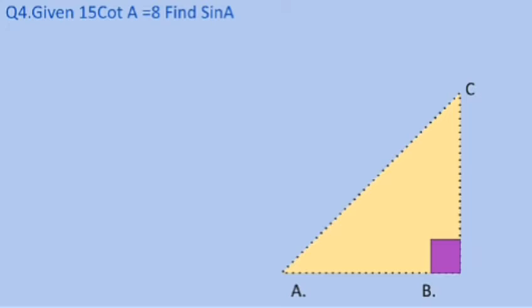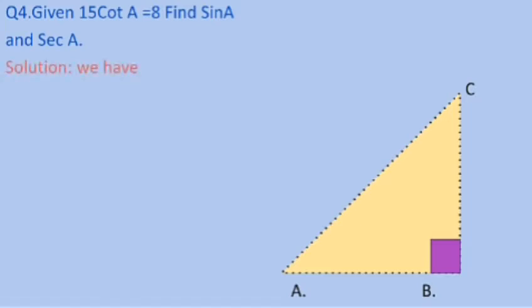So class, the next question is going to be question 4. Now we are given that 15 cot A equals 8. Remember class, always note what we are given, because it is going to be helpful. We have to calculate sin A and secant A. Okay class, we are given 15 cot A equals 8 and we have to find sin A and secant A.